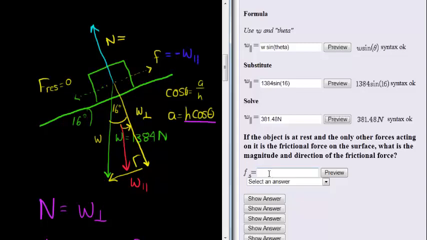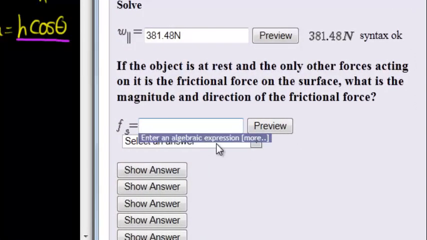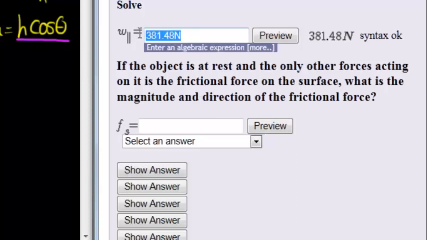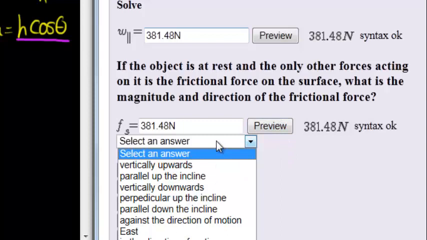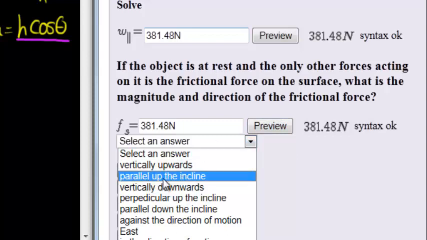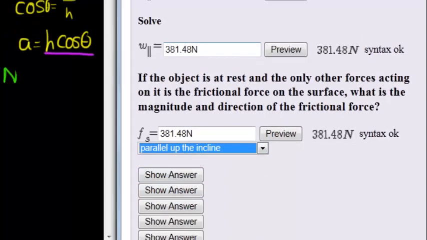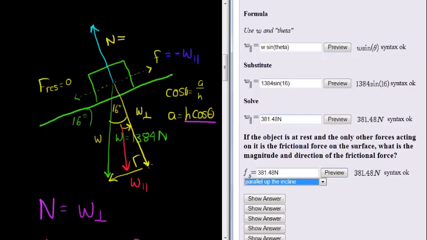opposite direction. So since we are writing the direction here, we don't use a negative in front. If we use the direction, we don't need to indicate the negative that's in front. So the magnitude will be what we just calculated, 381.48 newtons, and the direction is then parallel up the incline. Friction will be in the opposite direction to the parallel down the incline, which would be the resultant force of normal and weight.